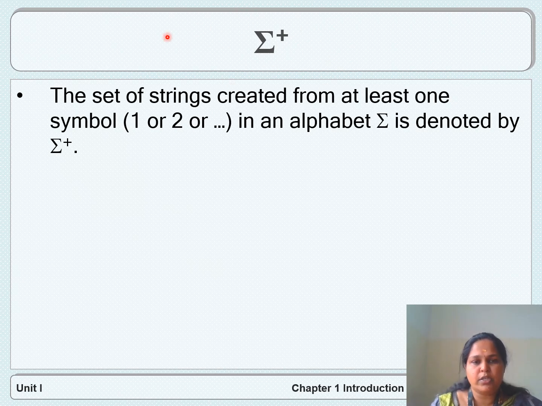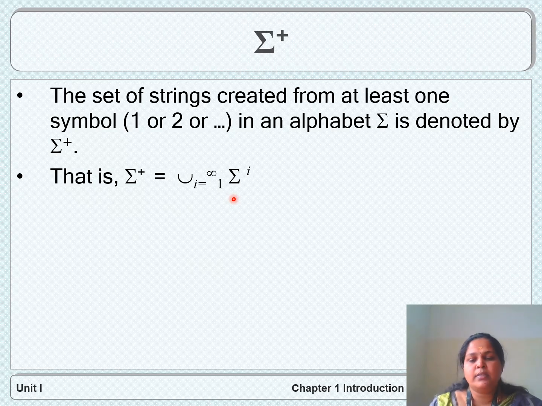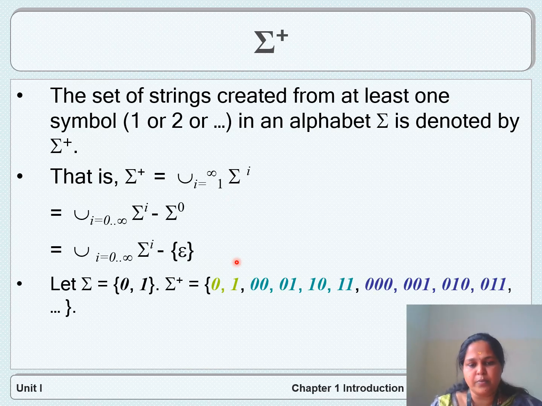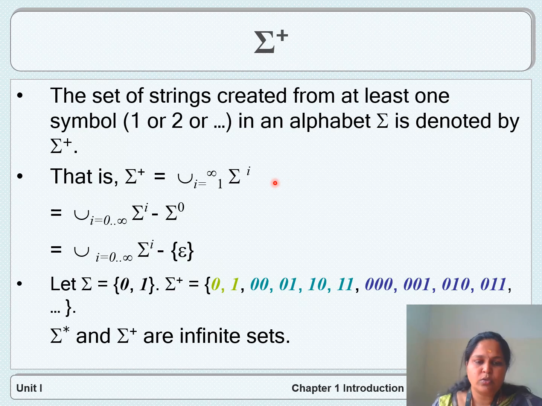In positive closure, the set of strings created from at least one symbol, one or two, in an alphabet sigma is denoted by sigma plus. That is, sigma plus will be i equal to 1. Whereas sigma star includes epsilon, whereas in plus, the positive closure, you will not be including epsilon. You can have a look over here. In the previous slide we saw there was an epsilon symbol, whereas in the positive closure epsilon will not be included. Okay, so both sigma star and sigma plus are infinite sets.